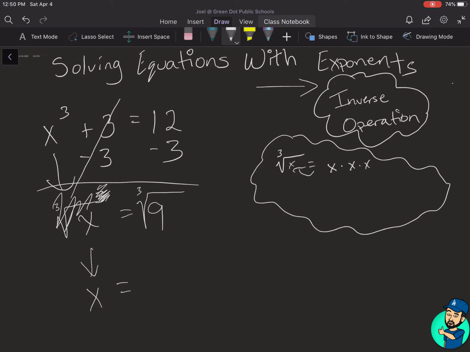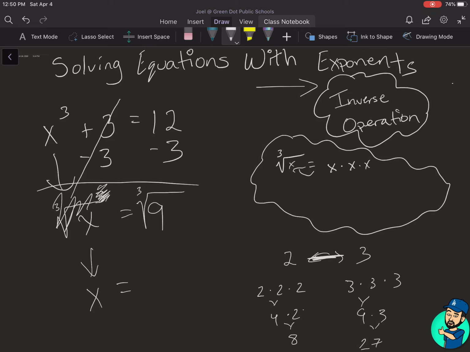What is 2 times 2 times 2? Well, 2 times 2 is 4, and 4 times 2 is 8. Again, 2 times 2 times 2, that's 4 times 2 equals 8. Now what about 3 times 3 times 3? Well, 3 times 3 is 9. But what about 9 times 3? That's 27. So it's somewhere between 2 and 3. Somewhere in here.